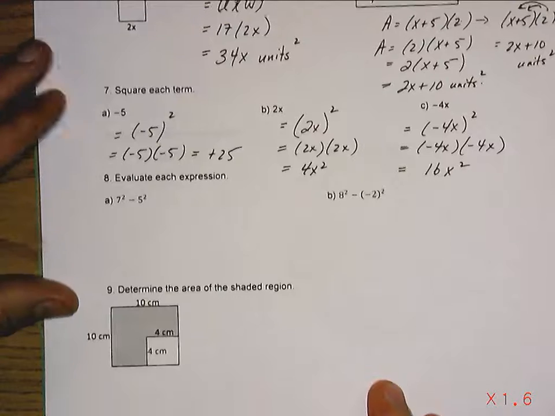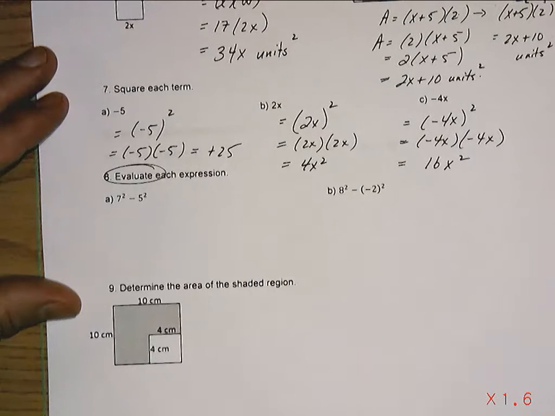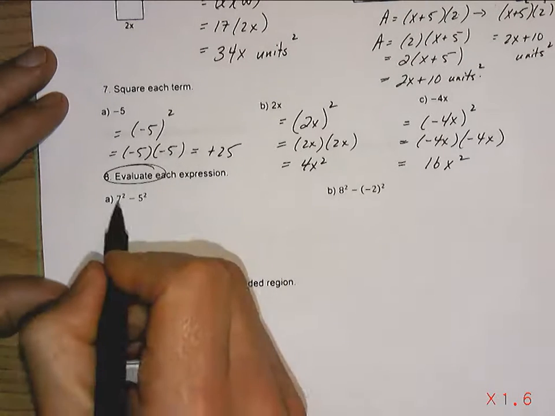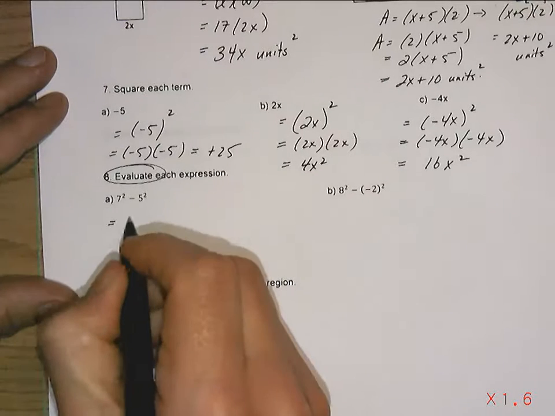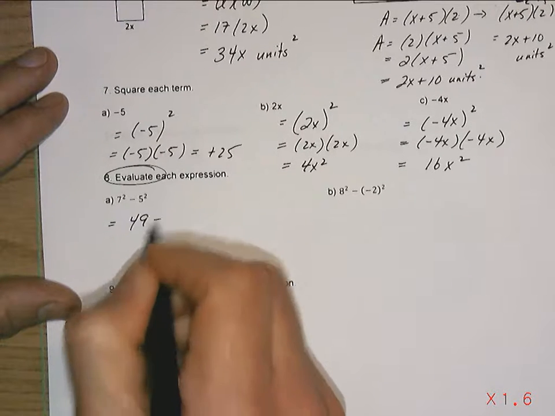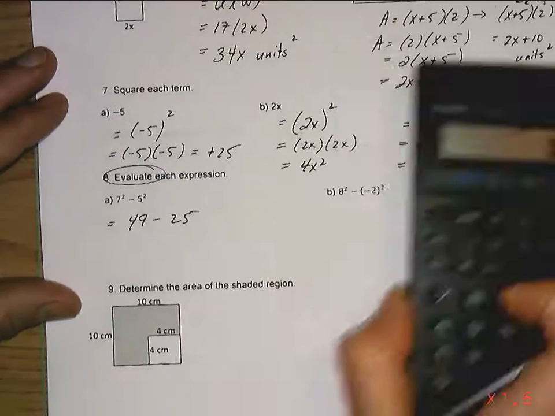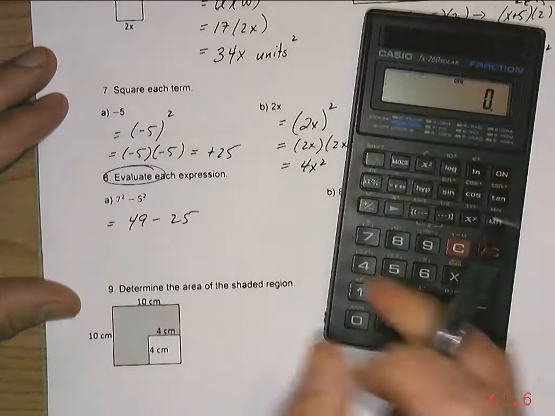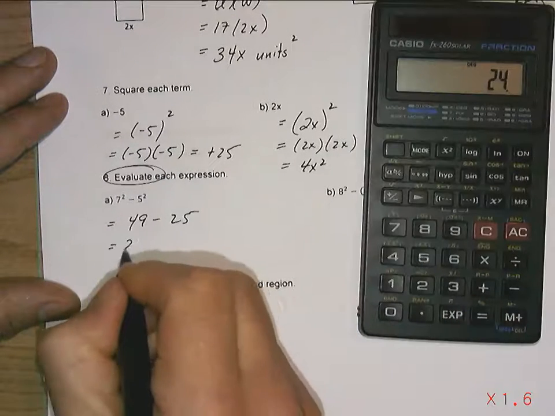Number 8, evaluate. Love that word. Evaluate means come up with a numerical answer. So I've got 7 squared minus 5 squared. So I'm going to use my calculator here. And 7 squared is 49. Take away 5 squared, which is 25. And so now I guess it's going to be 24 is the answer. So 49, subtract 25, 24. Did I say 24? I don't know.